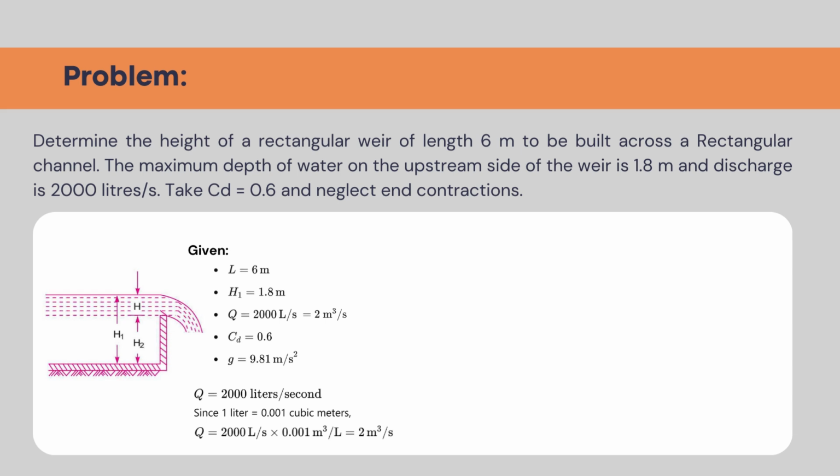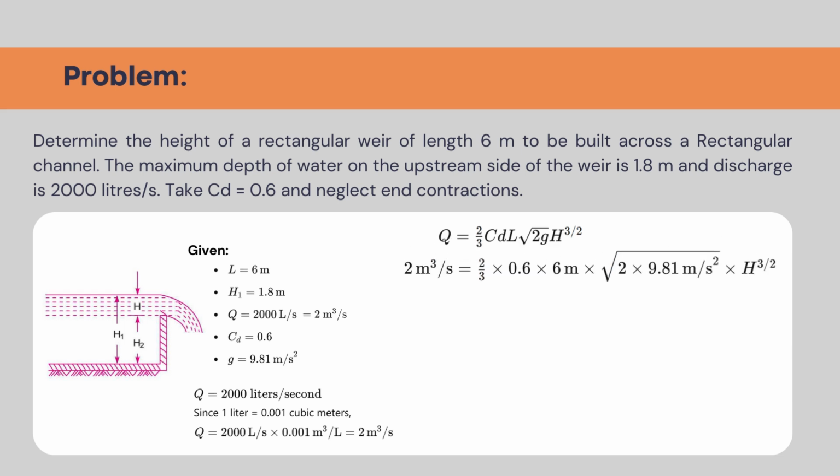Now, let's solve the problem using this equation. In our problem, the discharge is given with known values, so we can easily find the corresponding height. By substituting the given values into the equation, we have 2 cubic meters per second equals 2/3 times 0.6 times 6 meters times the square root of 2 times 9.81 meters per second squared times H raised to the power of 3/2. And to solve this, we get 0.328 meters.